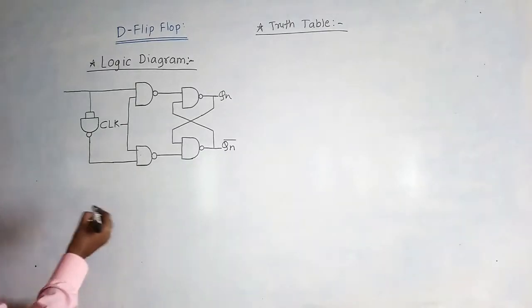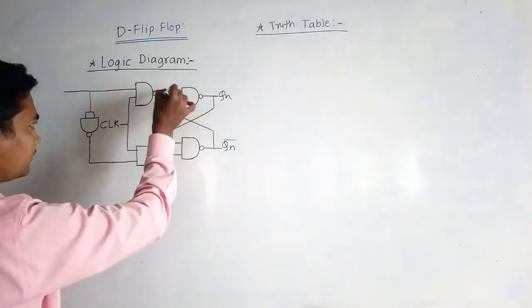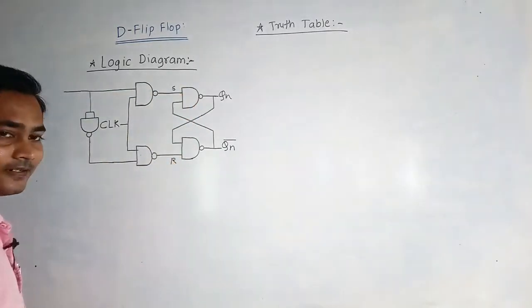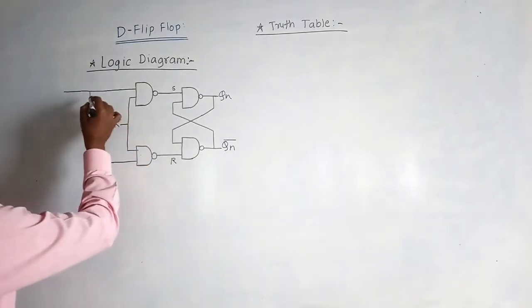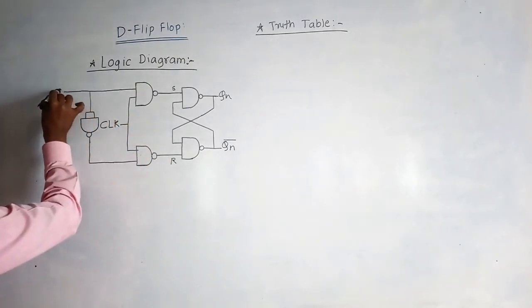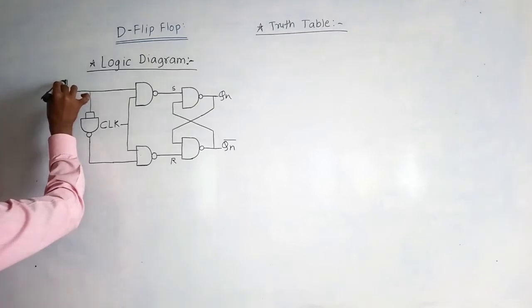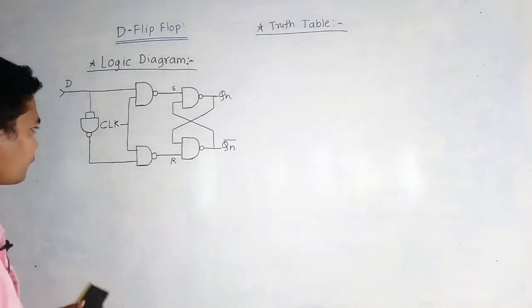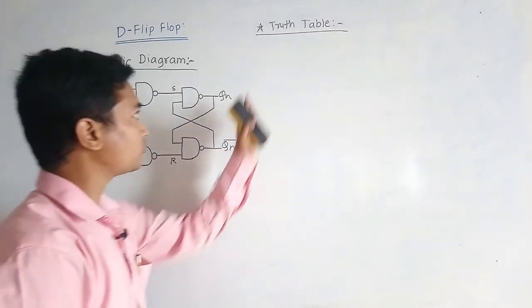As we have seen, here was the S input and here was the R input. Finally we are providing only one input, and it is called the D input, or the data input. Now coming to the truth table.